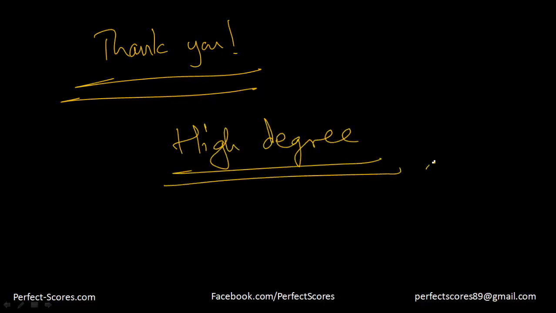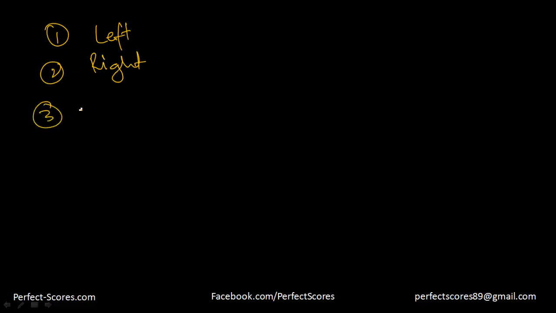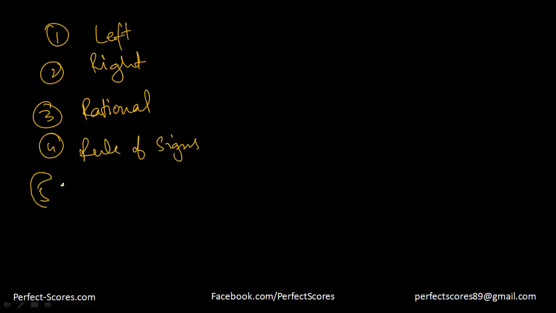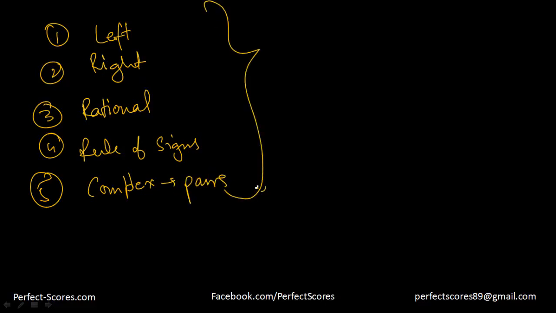So I'm just going to summarize: we did the left hand behavior, we did the right hand behavior, we did the rational root theorem, and we did the rule of signs, right? And we did that complex numbers always come in pairs. So basically these were the 5 important parts of higher degree polynomials which were important for your subject, right?